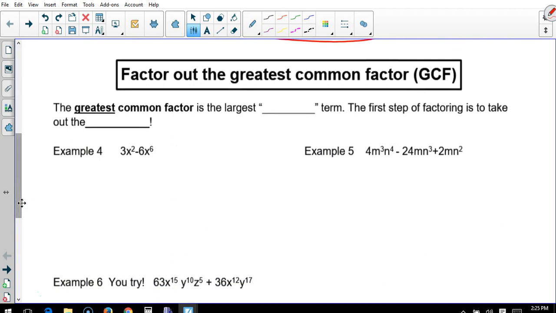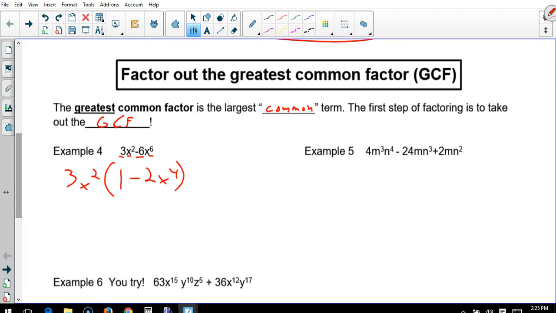So always factor out the GCF. The greatest common factor is the largest common term. The first step of factoring is to take out the GCF. So like right here, we look at the numbers, 3 and 6, we can pull out a 3. x squared and x to the 6th, we can pull out an x squared. Then it turns into a multiplication problem because we're dividing out. So 3x squared times 1. And negative 6 divided by 3 is negative 2, and that's going to leave x to the 4th.